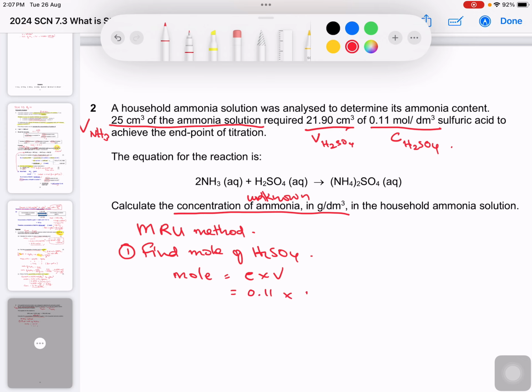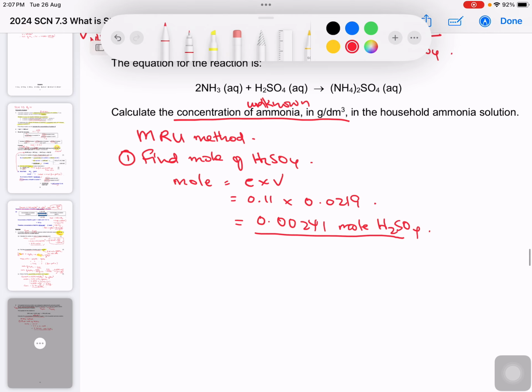0.11 times 0.0219. Answer, 0.00241. That's mole of H2SO4. Okay, M done. Now R.